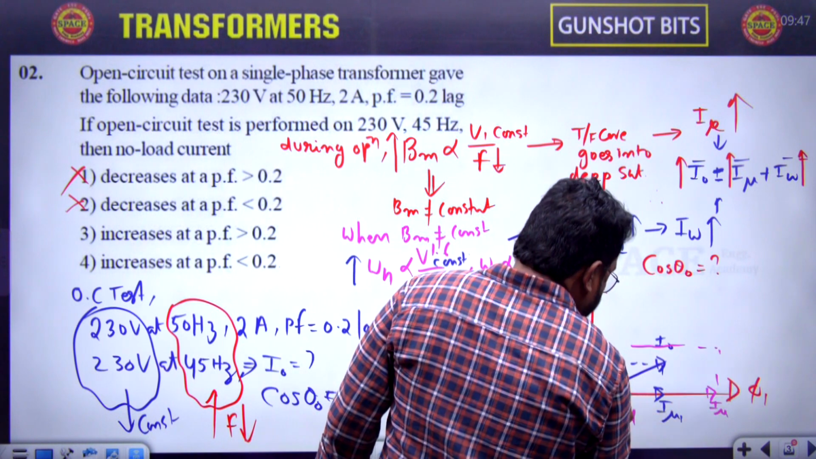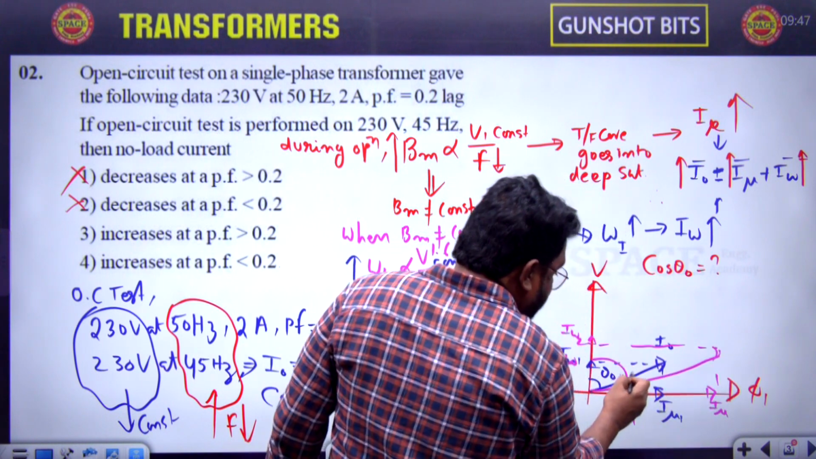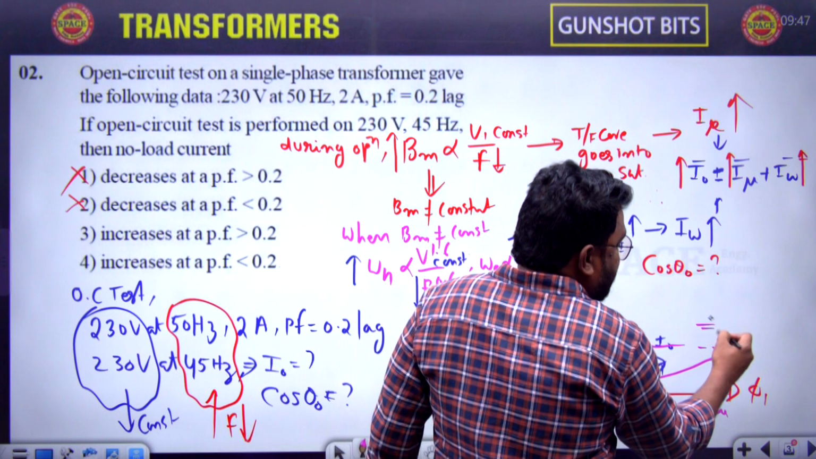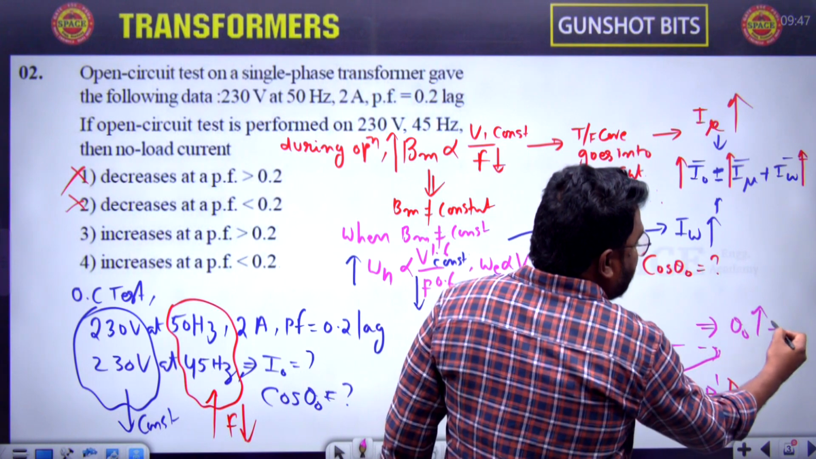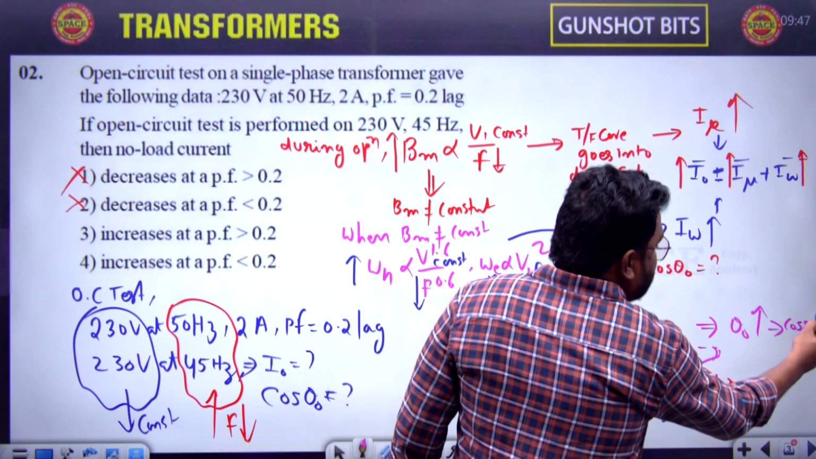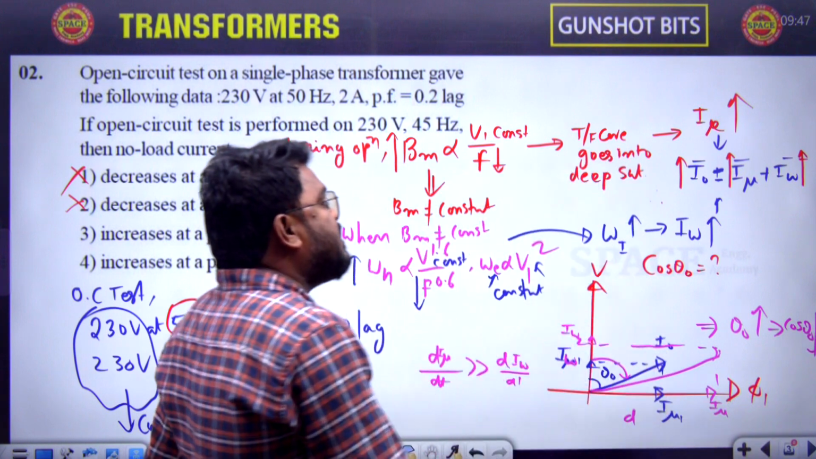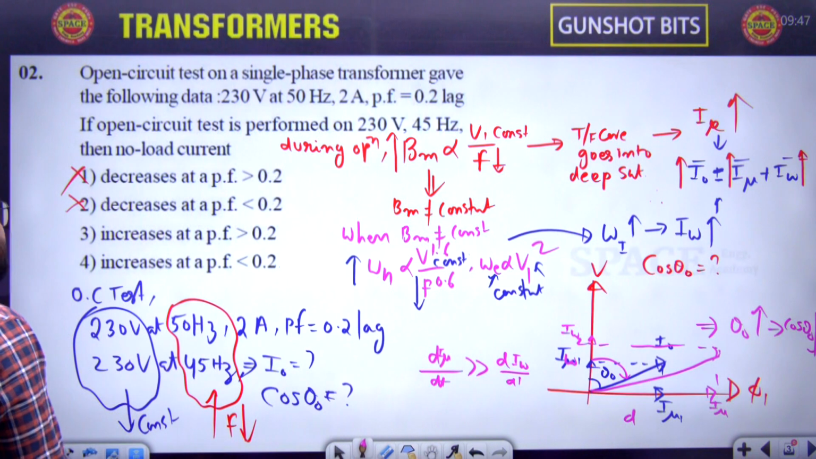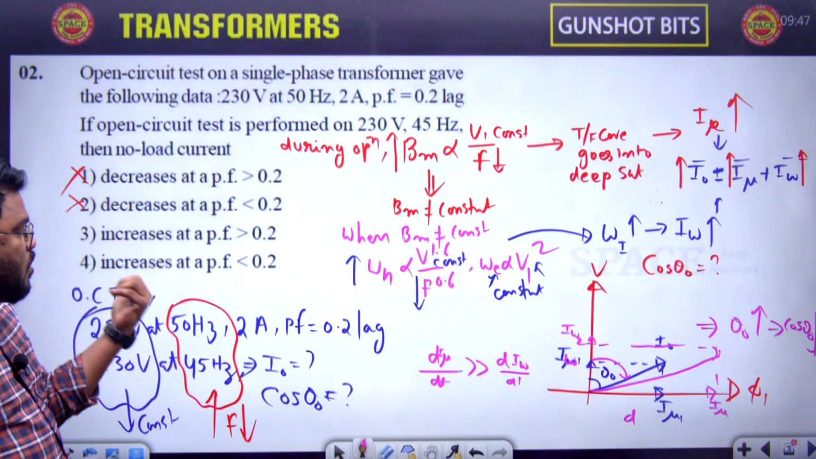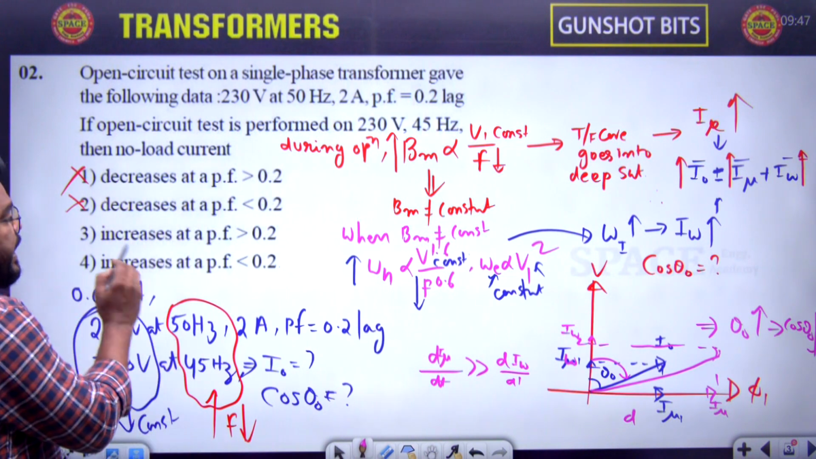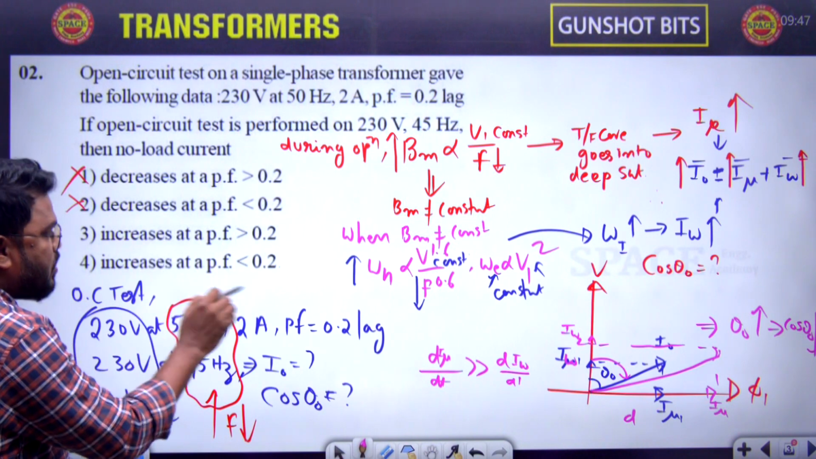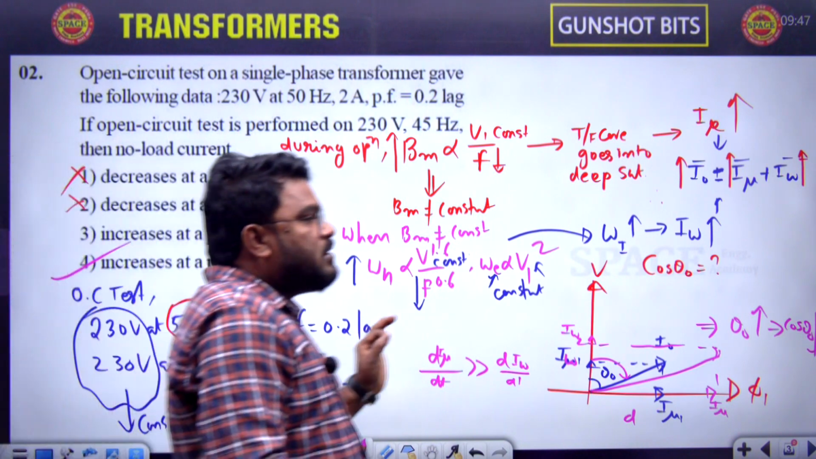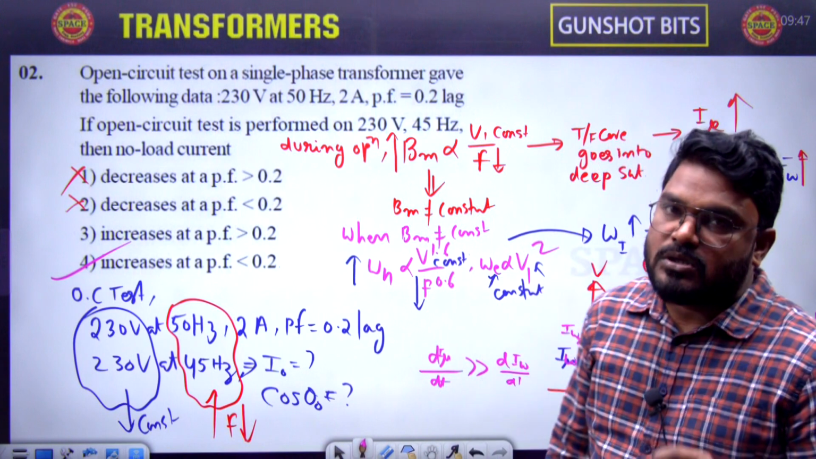So now the angle theta naught is increased. With the increase in theta naught, cos theta naught decreases, so it is less than 0.2. So the answer for this question is that the no load current increases at a power factor less than 0.2. So option 4 is correct for this question.